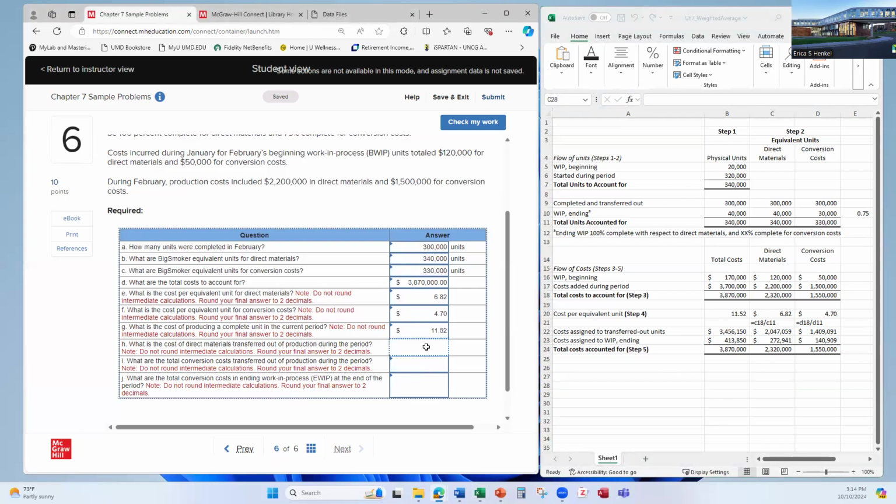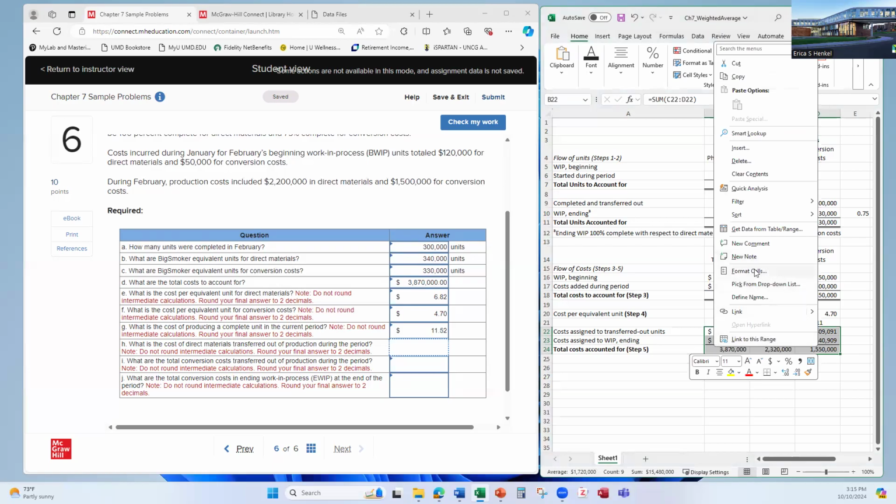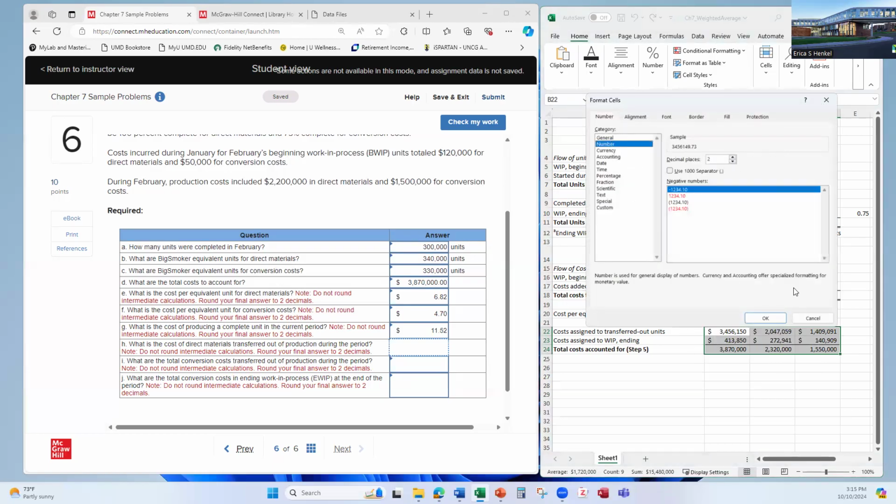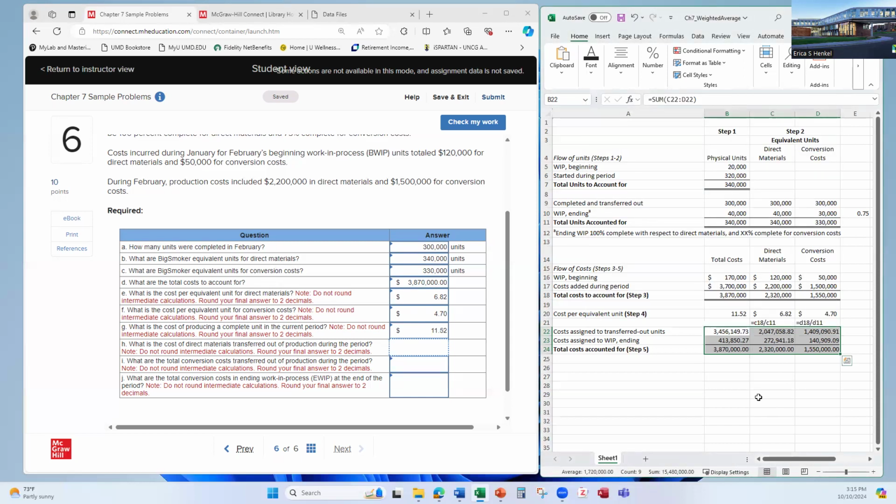Cost of direct materials transferred out of production, that's going to be, let's see here, the amount that we had for direct materials here for the items that were transferred out. And oops, it wants it to decimals. Okay, so I'm going to reformat these to include decimals. All right, there we go. So now we can read those. Okay, so 2,047,058.82.